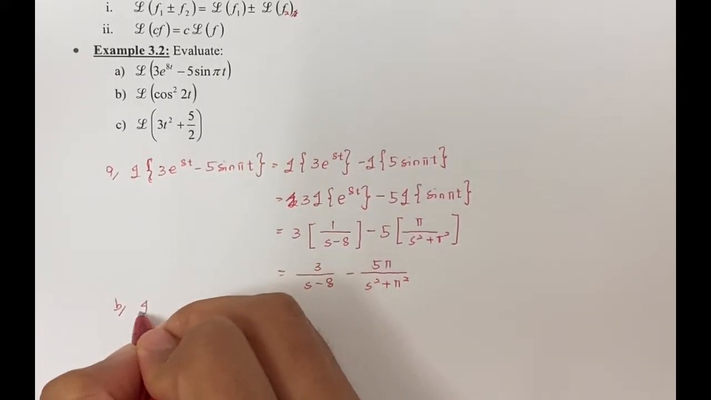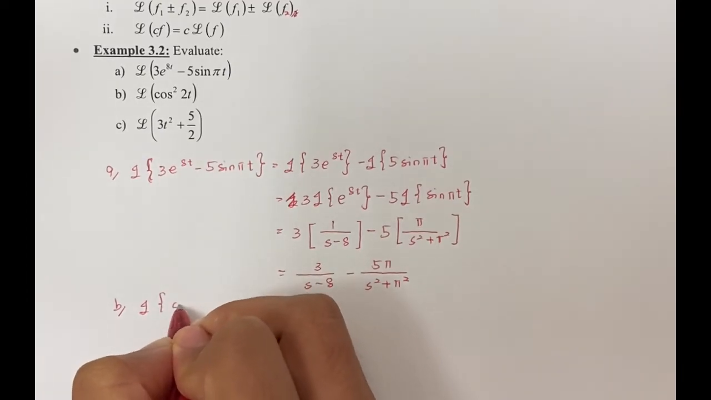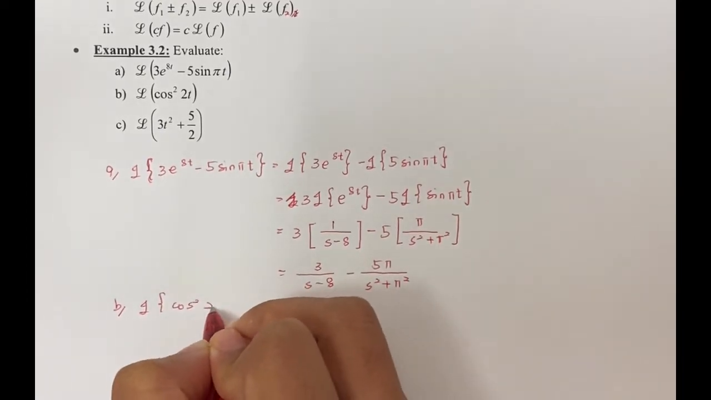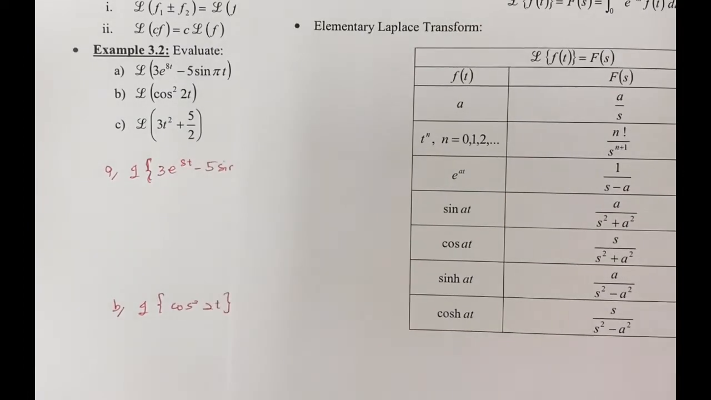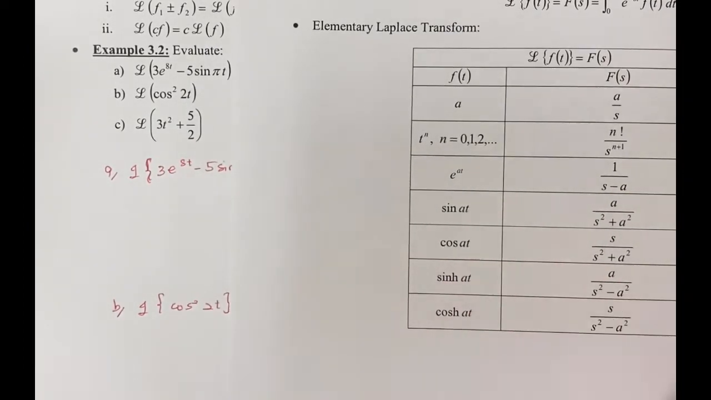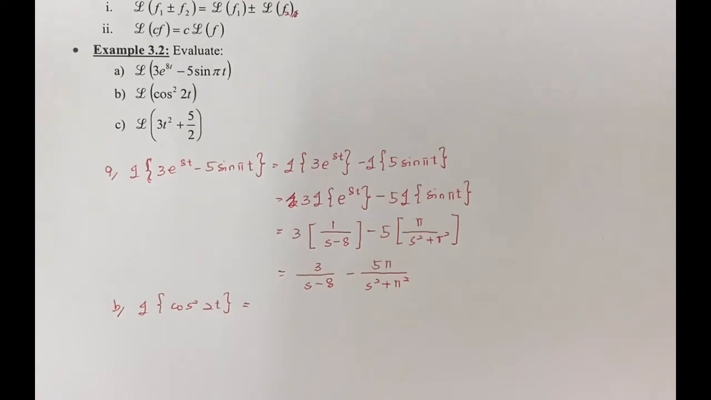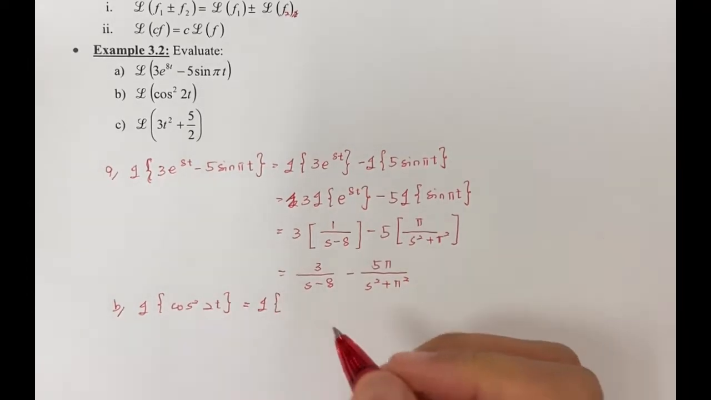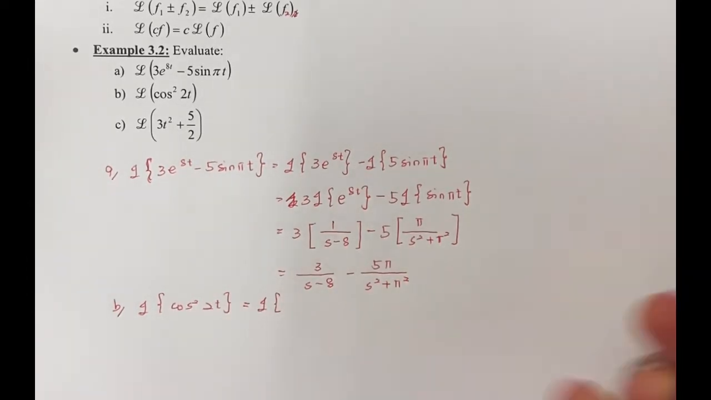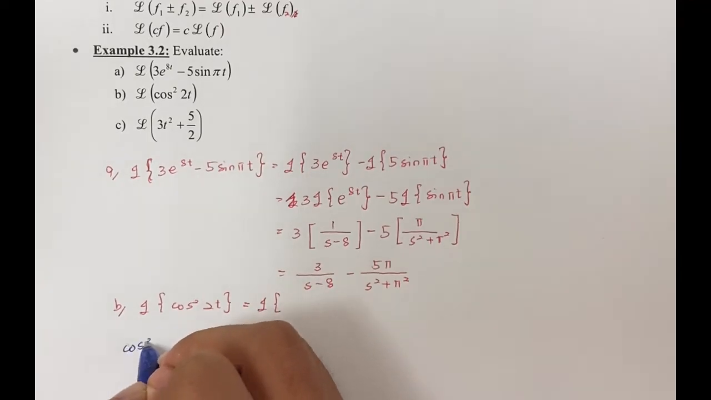Okay. Need to find what is Laplace transform of cos square 2t. For this one, you need to know what is the substitution for cos square 2t, because from the table we don't have a function ft equal to cos square. We just have cos at. So you need to know what is the substitution. Use the trigonometry identity table.